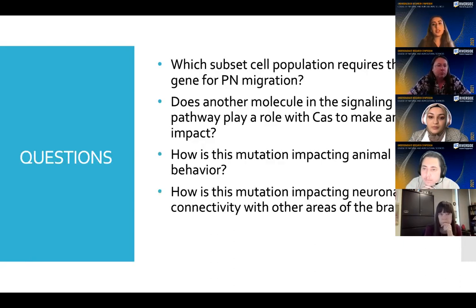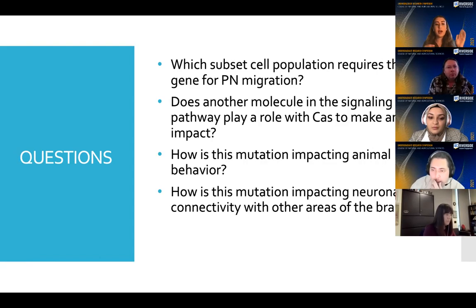So some questions that we have about this are, which subset cell population is required for this gene for pontine neuron migration? Currently, we believe it's the glia cell subset population. And if we test this out and we see that there is no impact on the migration with the radial glia, then Cas definitely has an impact. So maybe there's another molecule that's playing a role together with Cas in the signaling pathway cascade.